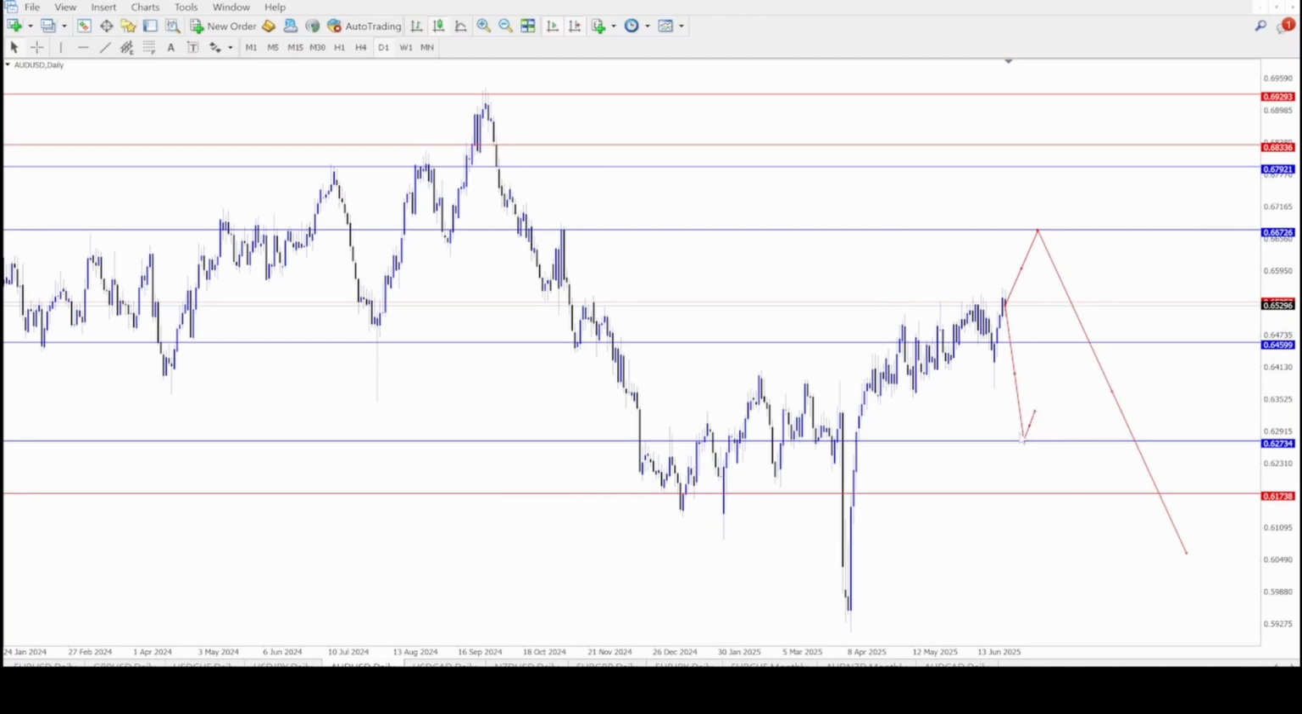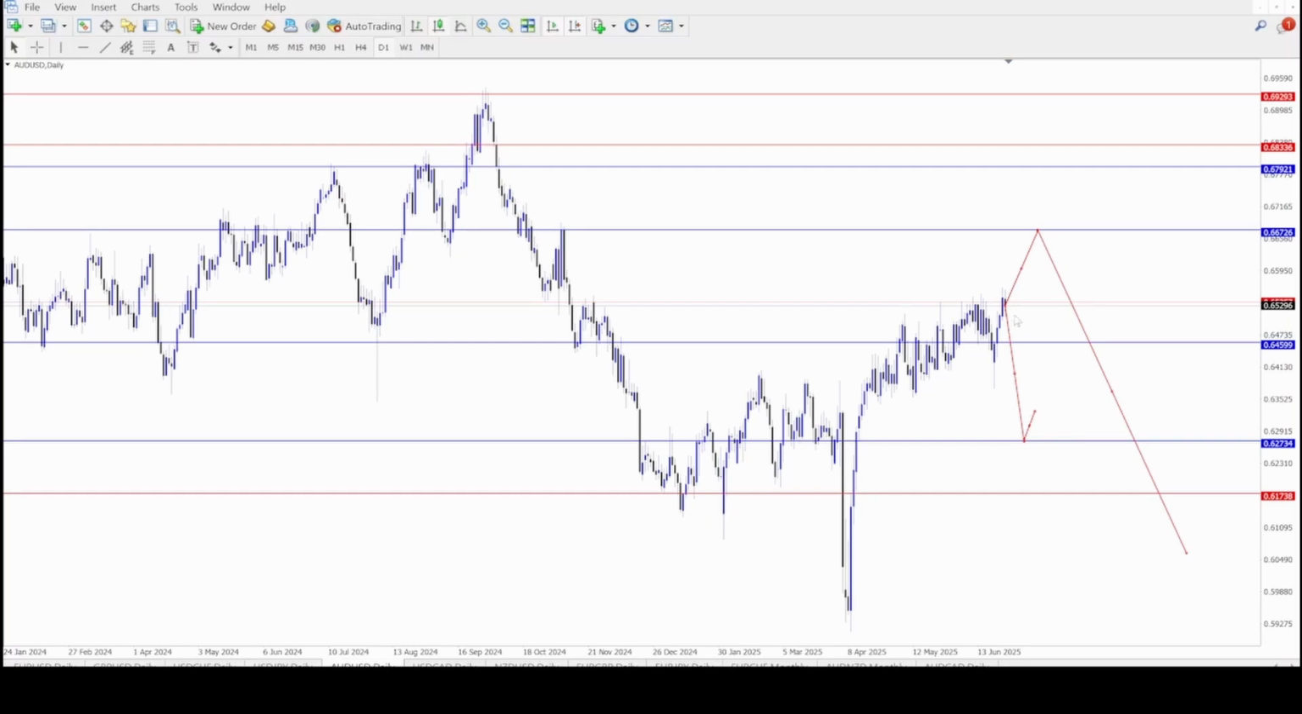So your entry will be at the close of the bullish day close candle, right? And your stop loss will be at the low of the bullish day close candle, and you can go for one-to-one, right? I'll suggest you go for a one-to-one and end it there.